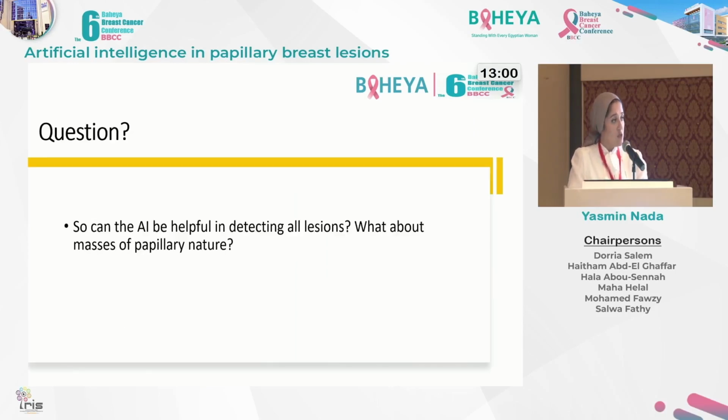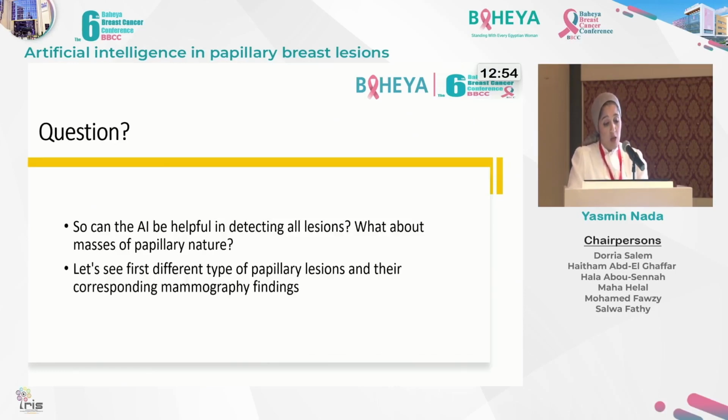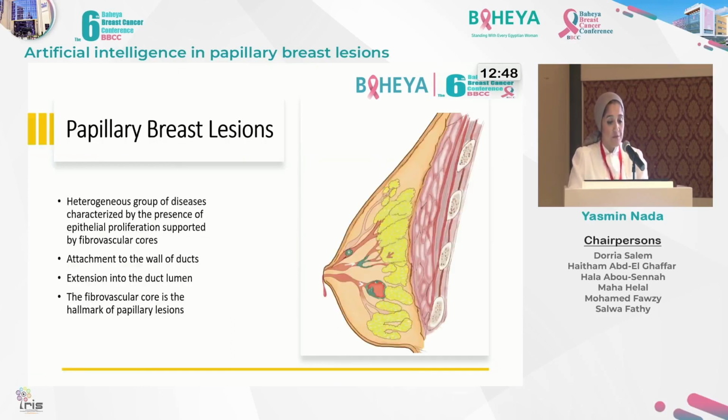So we have a question here. Can the AI be helpful in detecting all lesions? What about masses of papillary nature? To see that, we first need to know the different types of papillary lesions and their corresponding mammography findings. So what are papillary lesions? They are a heterogeneous group of diseases characterized by the presence of epithelial proliferation supported by fibrovascular cores, attachment to the wall of ducts, extension into the duct lumen, and the fibrovascular core is the hallmark of the papillary lesions.